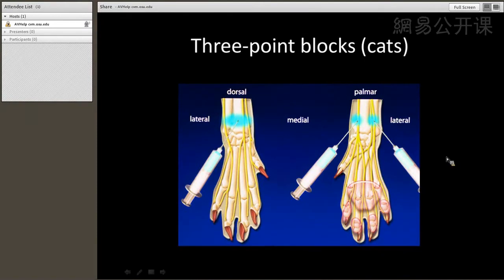3-point blocks I think can be helpful. There are some studies that show that they're not very effective for patients when they're having a declaw. I think there isn't a lot of downside to doing it, and if it's helpful in any patient, I think I'd probably give it a try.